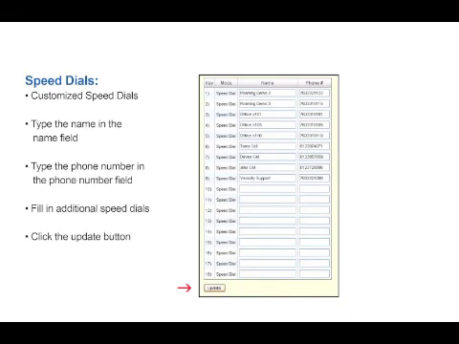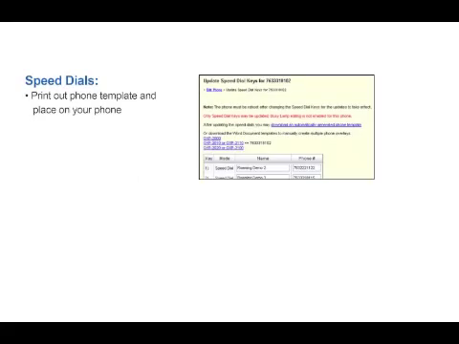Once you have filled out all the speed dials you want, scroll down and click the Update button. Now that the speed dials are updated on the system, you will need to print out the phone template, place that on your phone, and reboot your phone.